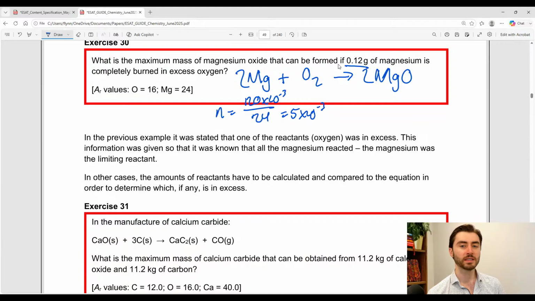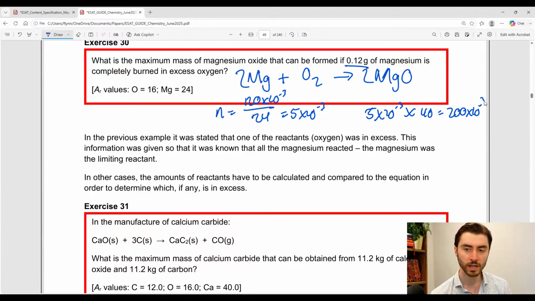What is the maximum mass of magnesium oxide? We can see the magnesium to the magnesium oxide is a 2-to-2 ratio, therefore a 1-to-1 ratio. Therefore, there are also 5 times 10 to the minus 3 moles of this. So we need to multiply the number of moles by the molar mass, which is 40. So that's going to be 200 times 10 to the minus 3, which is 0.2 grams.